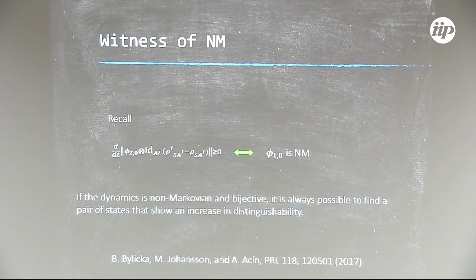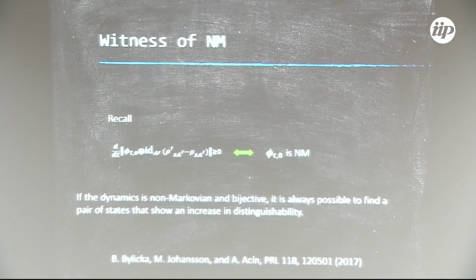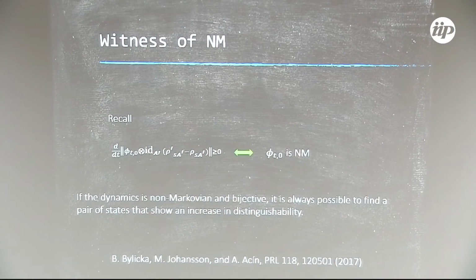Anyway, I'm telling you all this. We have this correlation measure, and this quantity is a correlation measure. But how do you show me that this will always witness non-Markovianity? Because this was my task, to find a correlation measure that always witnesses non-Markovianity.